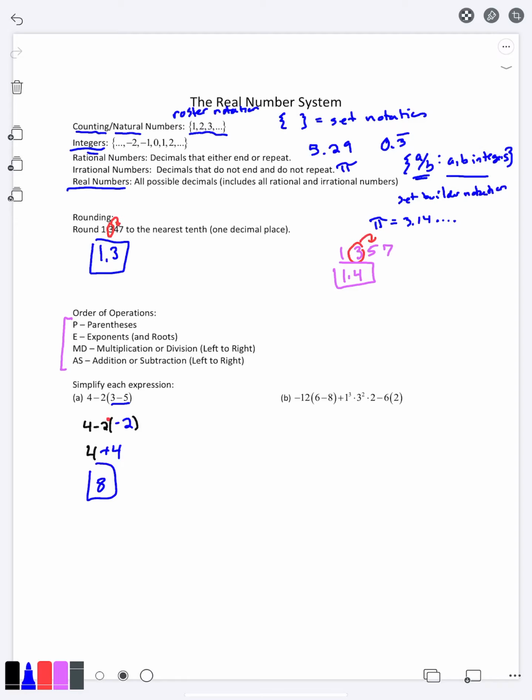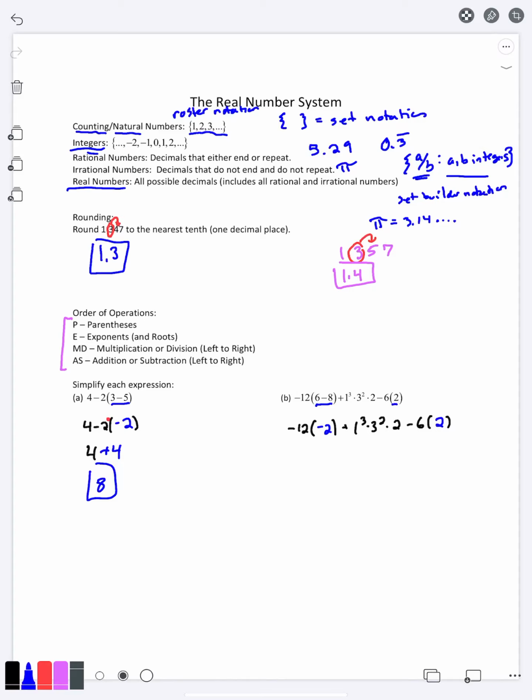Now for my second one, I go inside parentheses. I see two sets of parentheses, so I go left to right. In the first set of parentheses, I have 6 minus 8 is negative 2. Then in the second set, I have just 2. Well, there's in fact nothing to be done inside of there, so I just leave it alone as a 2 there. The parentheses are almost unnecessary, not important in that case, because there's nothing going on inside of them.